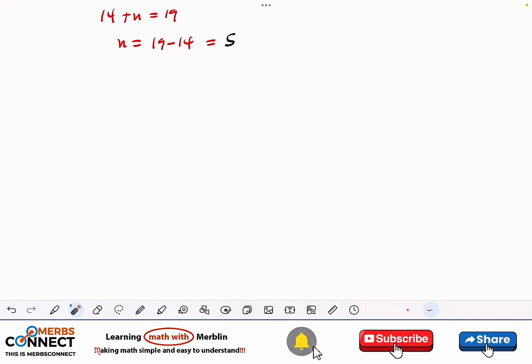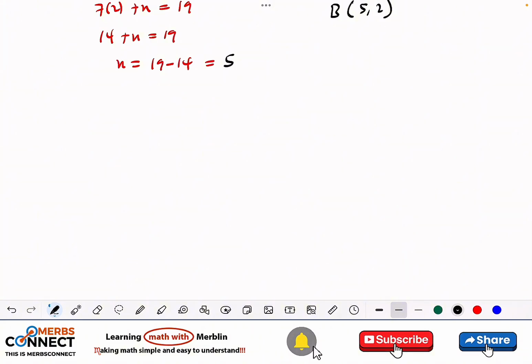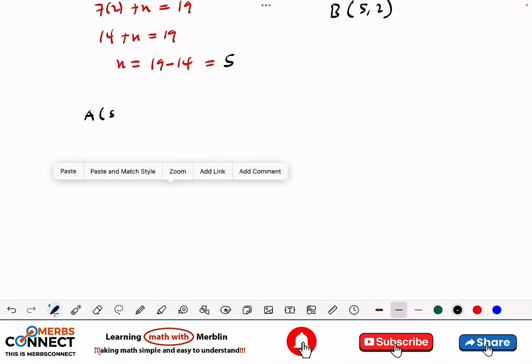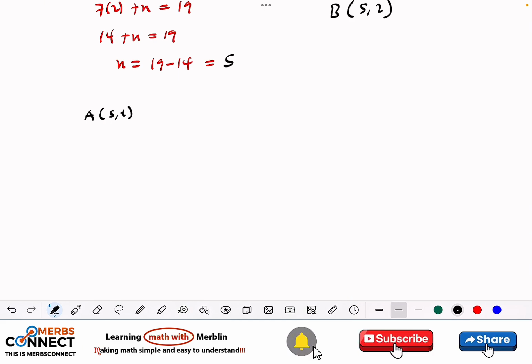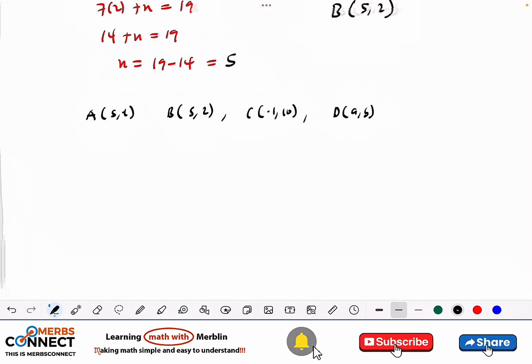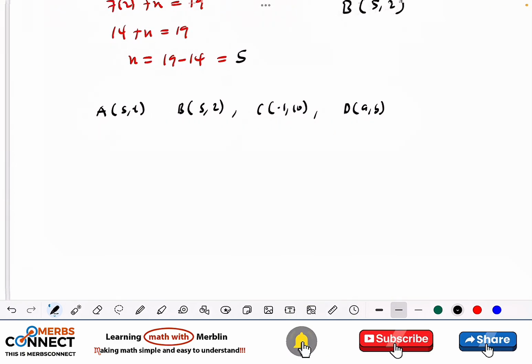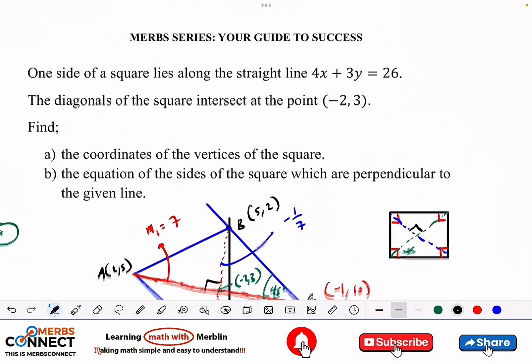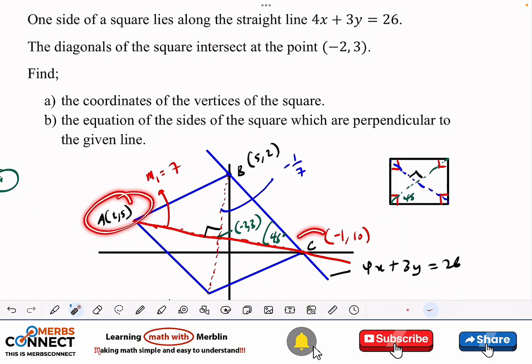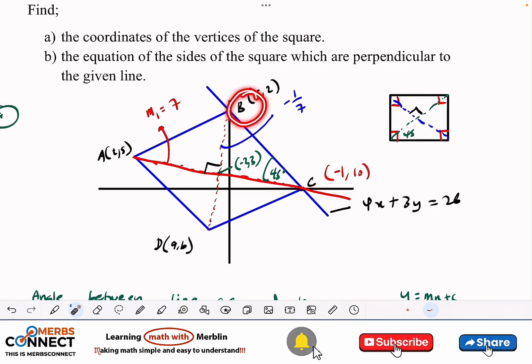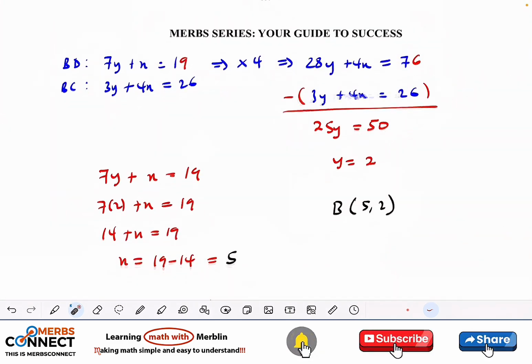So let's look at what we've got here. Now we are using the midpoint approach. We said AB is ST, right? And we know that B is 5 and 2. We know that C is minus 1 and 10. And we are saying that D should be AB. But look at the midpoint. The midpoint goes with AC and then BD. So let's use that idea to compute that.